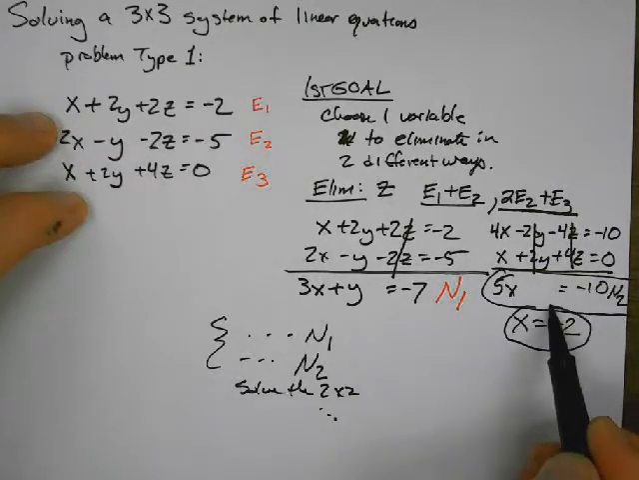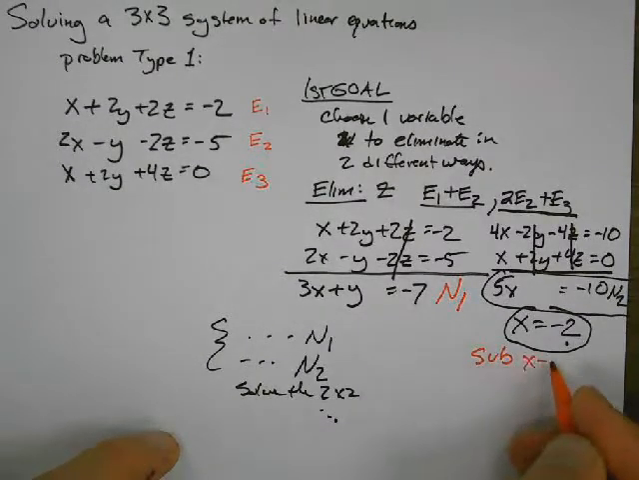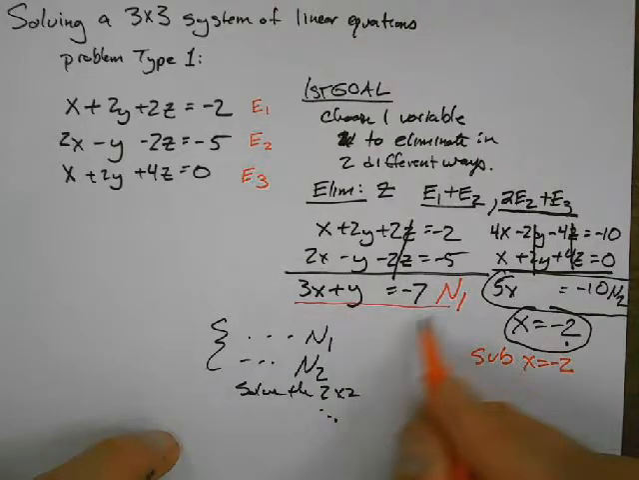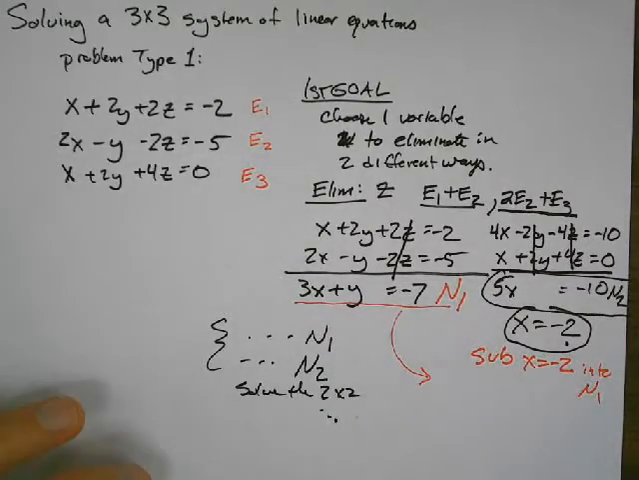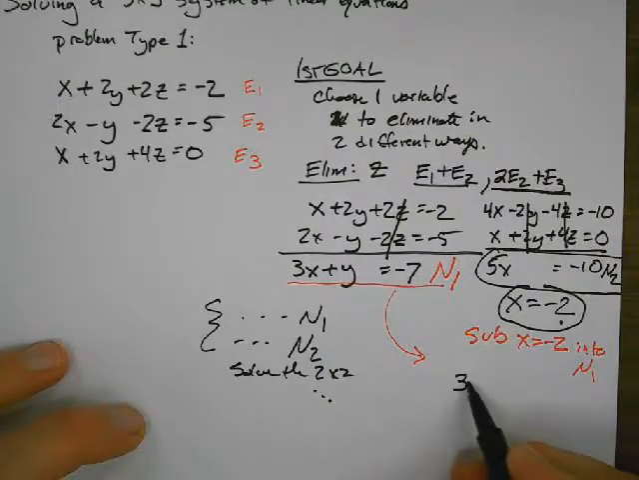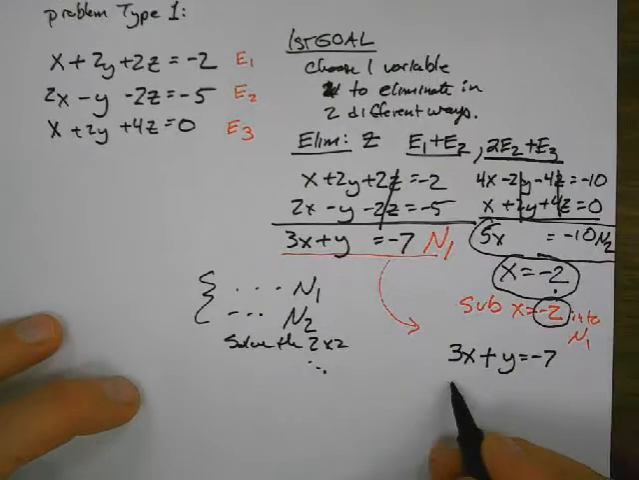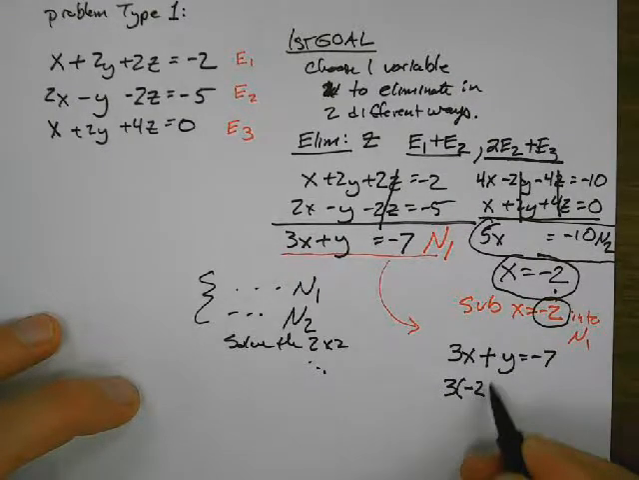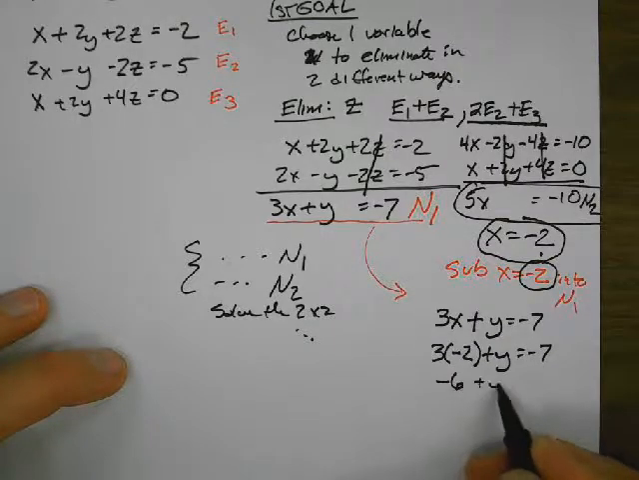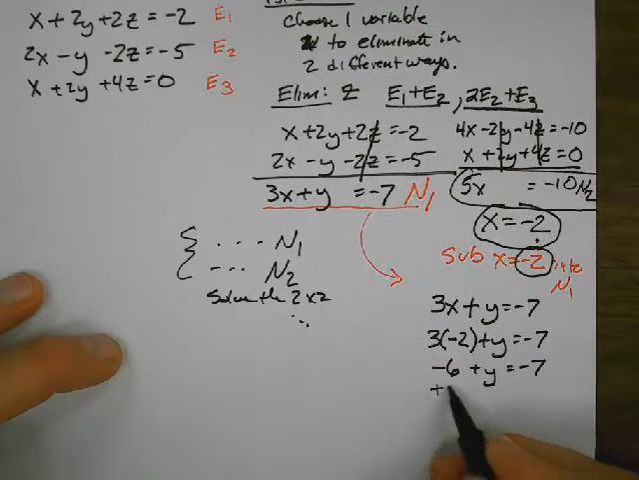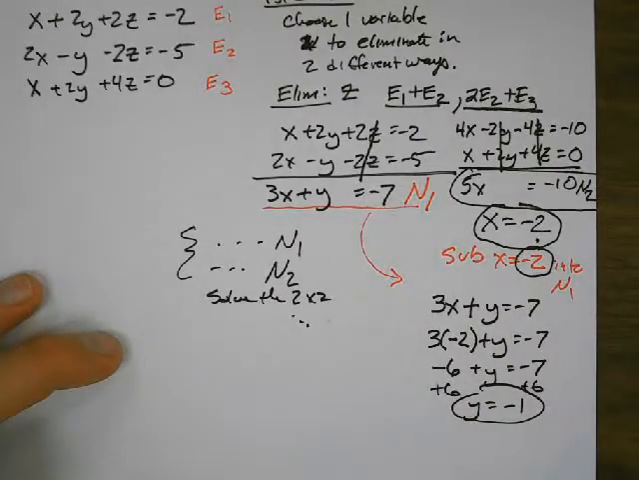So that's really nice because if I know x is negative 2, I can substitute x equals negative 2 into new equation 1. And then I'll be able to get my y. So I'll get 3x plus y equals negative 7. If I replace the x with negative 2, that's 3 times negative 2 plus y equals negative 7. That would be negative 6 plus y equals negative 7. So add 6 to both sides, and I think we have y equals negative 1. Now I know y is negative 1 and x is negative 2.